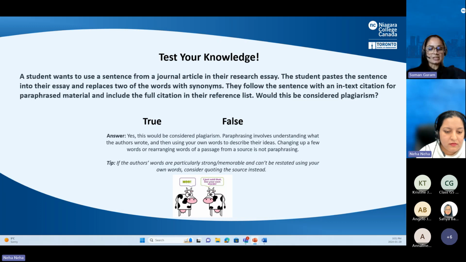So, a tip for this would be if the author's words are really strong and powerful and you just can't restate them using your own words, just put them into quotations instead because it's better to cite it than try to pass it off as your own and then get caught for plagiarism and have to deal with all those consequences. Just when in doubt, always put a citation.